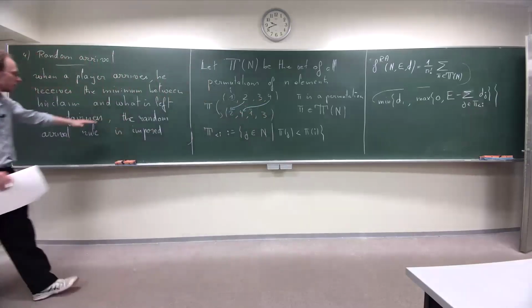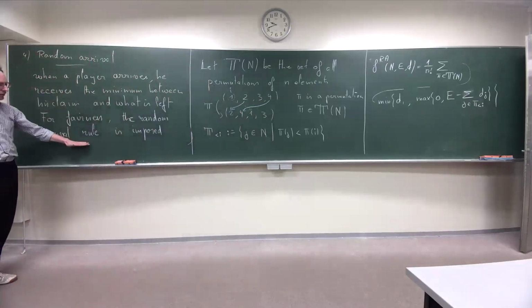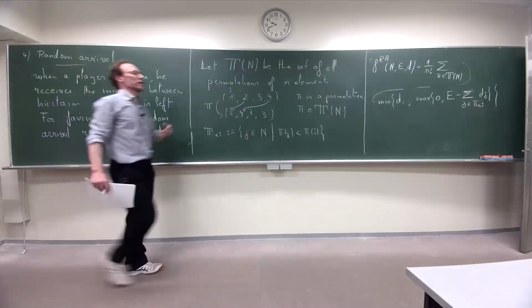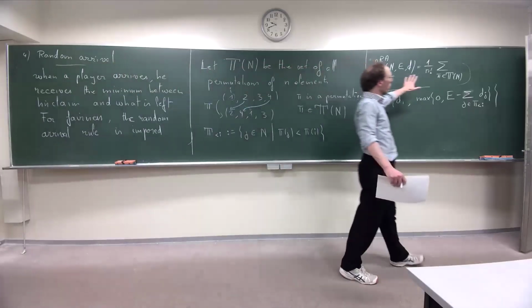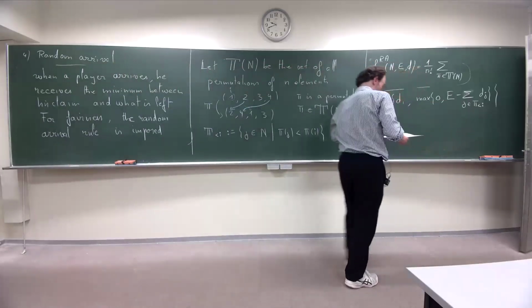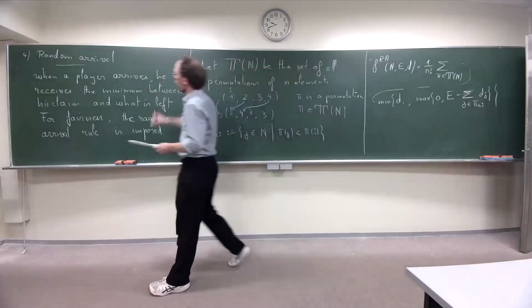So yeah, if you think about it, this rule, when we randomize the arrival, so we take all possible arrivals, we get this formula. So this is called a random arrival.